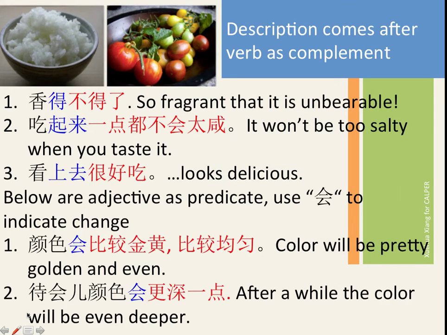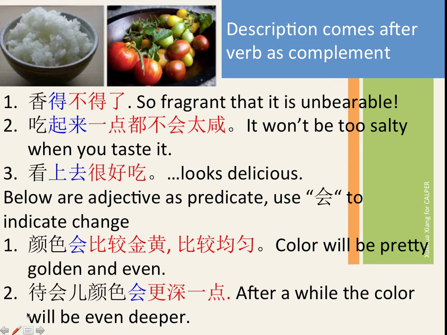Now let's move on to another grammar pattern used to describe things. This is when the description, rather than coming before the noun, comes after a verb as a complement. For example, if we want to say something smells so good, 香得不得了. It's so fragrant, 香得不得了. Here, the actual description is 不得了, so unbearable. 得 marks the resultative complement. 香得不得了.